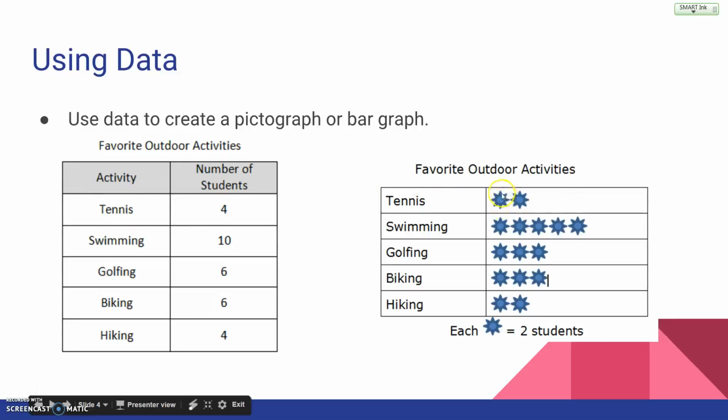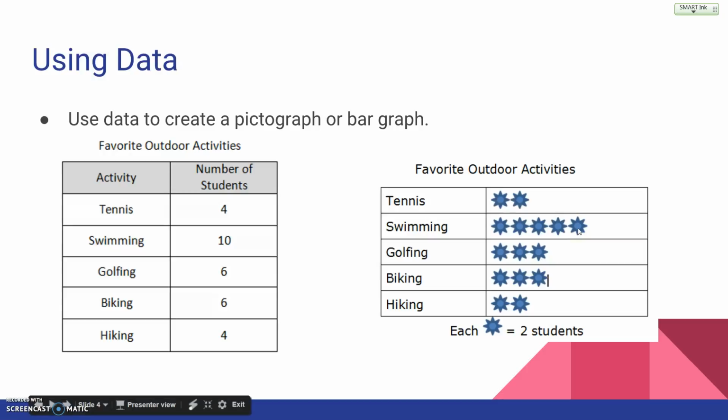And so this symbol is for 2 students. And this one's also for 2 students. So a total of 4. 4 students chose tennis. We see 2, 4, 6, 8, 10 students chose swimming, and so on.